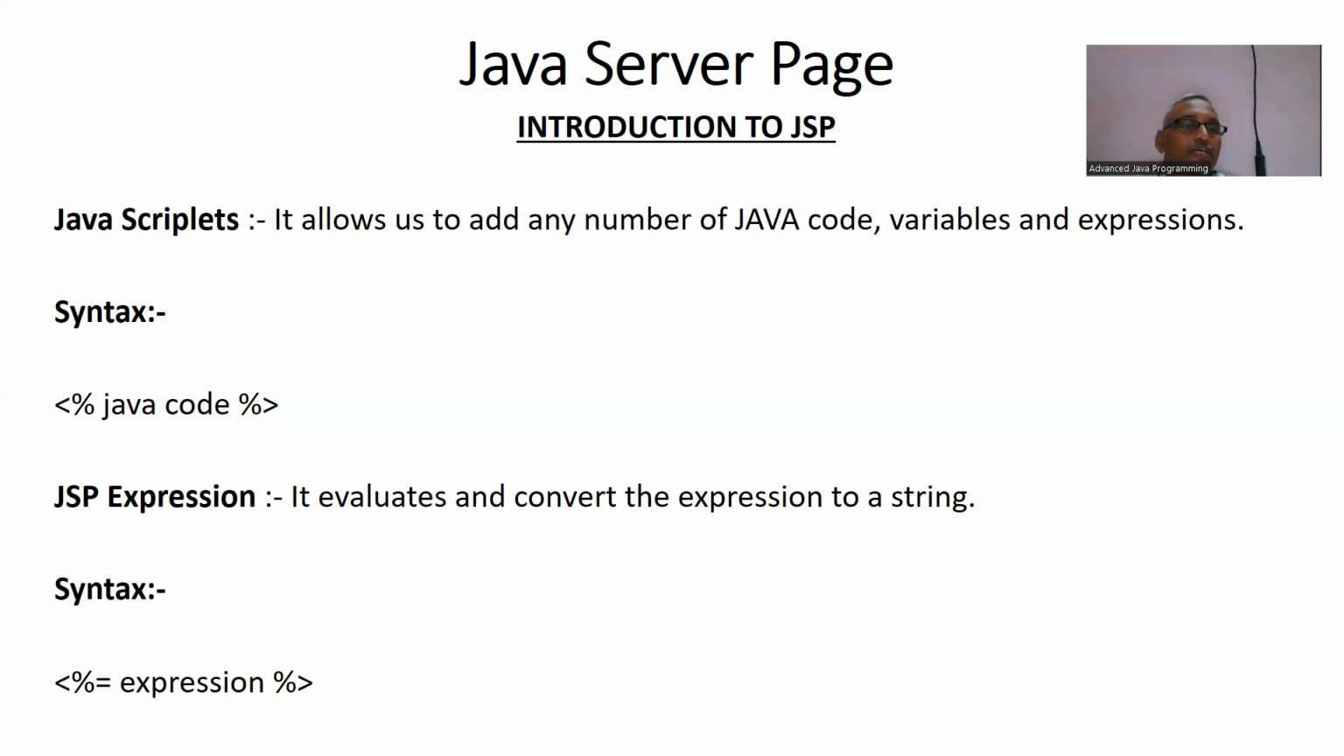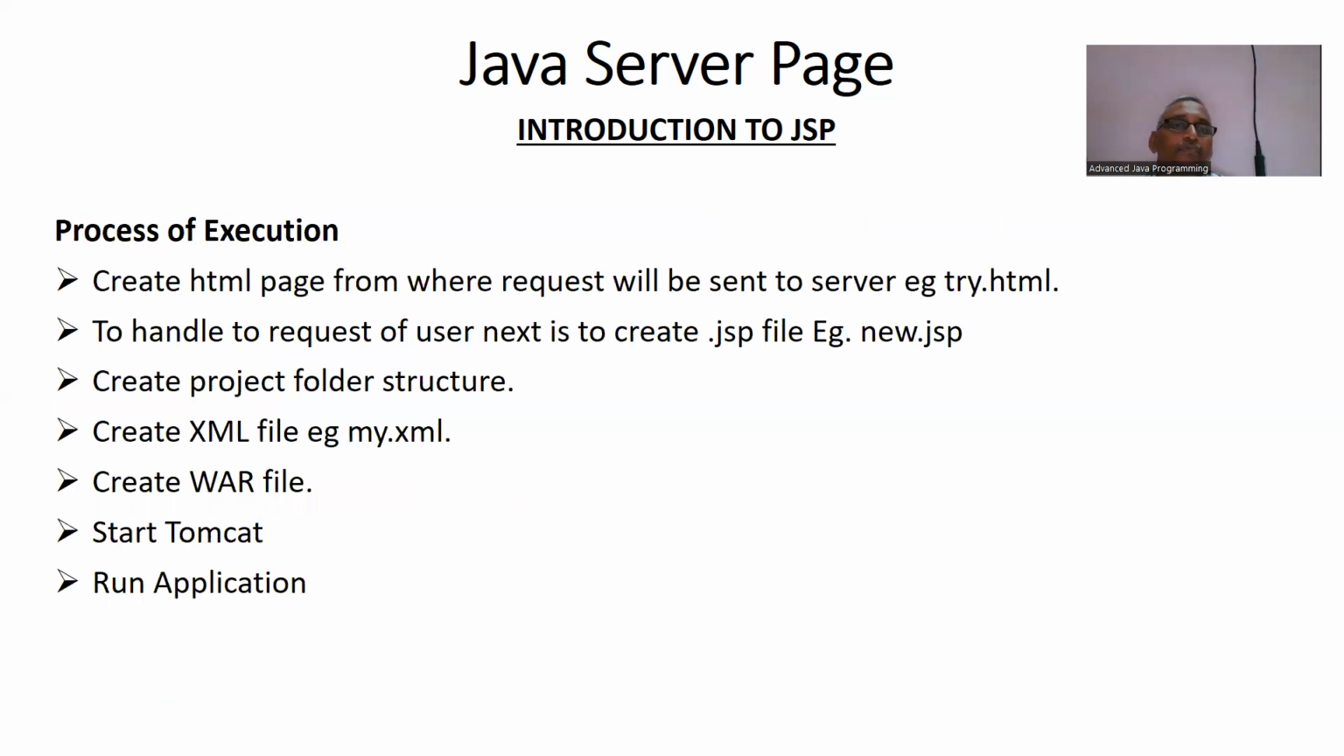The steps for execution of JSP are the following. Create an HTML page from where the request will be sent to the server, for example, HTML pages to handle the request of the user. Next is to create the project folder structure, create the XML file, create the war file, start Tomcat, and run the application. This is the process of JSP file execution.